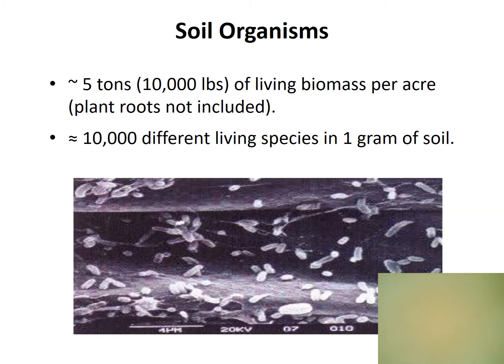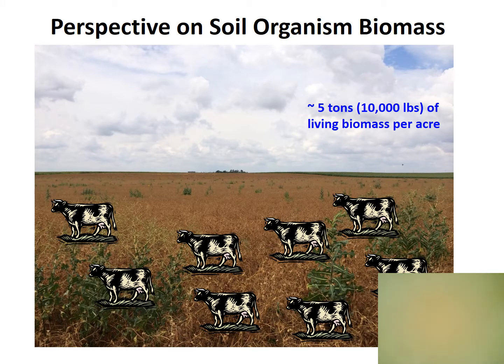Just to get an idea of how many of these organisms there are, I'm always impressed. In 1 acre of soil, you can have up to 5 tons of living below ground things, not including roots. So we're talking microbes, earthworms, mites, nematodes, all that sort of stuff. And you may have 10,000 different species living in 1 single gram of soil, right? So just to put that in perspective, that 5 tons per acre, you could think of that as having 8 large cows constantly moving around underneath your soil on every acre, right?